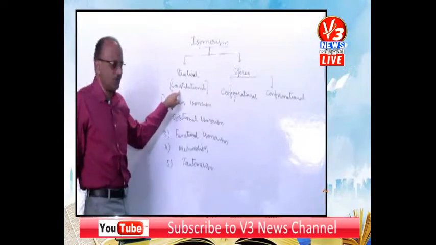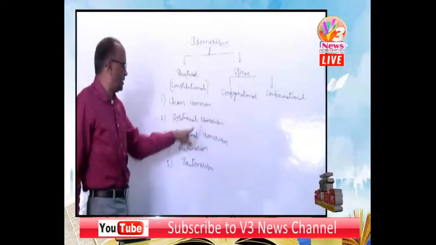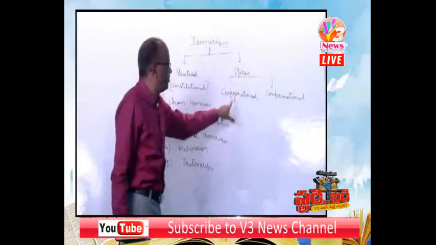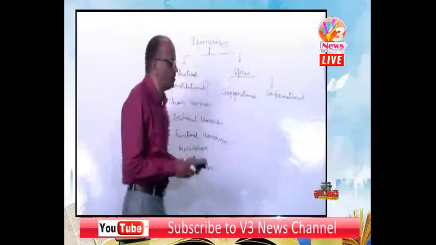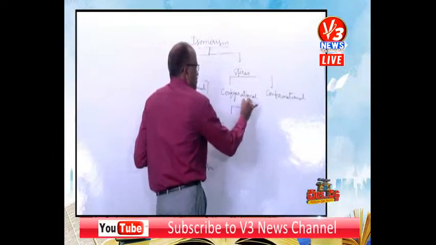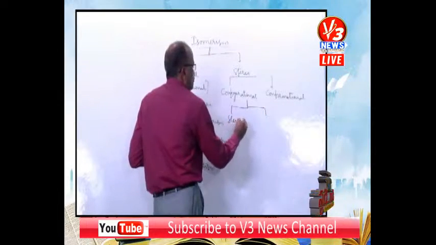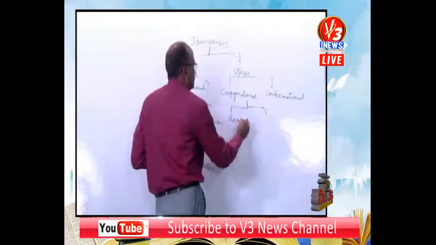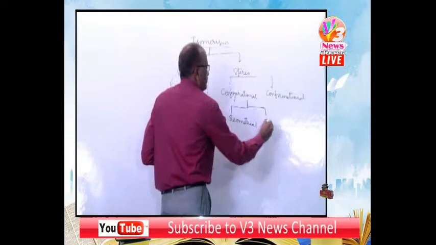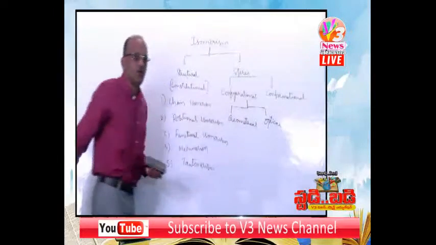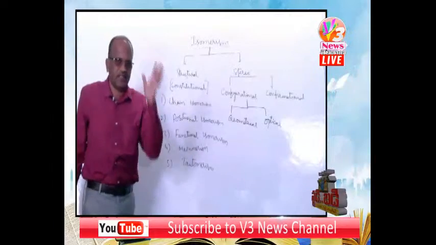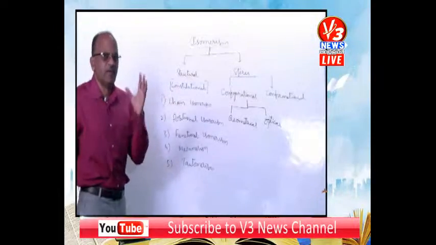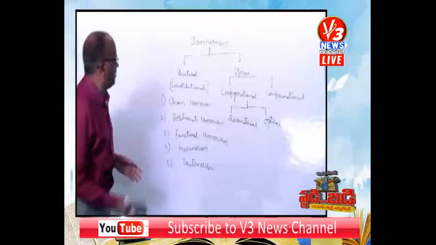Again in this structural isomerism we have chain isomerism, positional isomerism, functional isomerism, metamerism and tautomerism. Again in this stereoisomerism we have configurational isomerism and conformational isomerism. Again in this configurational isomerism we have geometrical isomerism and optical isomerism. Okay, first we will see some important examples in this isomerism. No need to discuss all, just briefly we will focus on important examples.